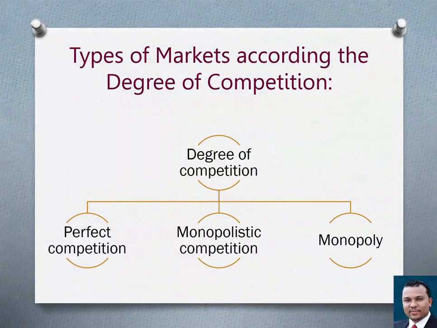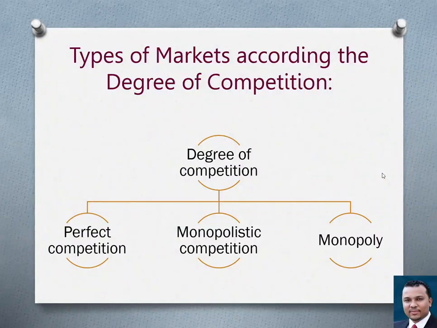What about types of market according to degree of competition? As we mentioned in the last slide, competitive versus non-competitive. Perfect competition is a competitive market. Monopolistic competition and monopoly are non-competitive markets. But based on this slide, we talk about two extreme cases. The first one is perfect competition. The second extreme case is the monopoly market. The intermediate between them is monopolistic competition.